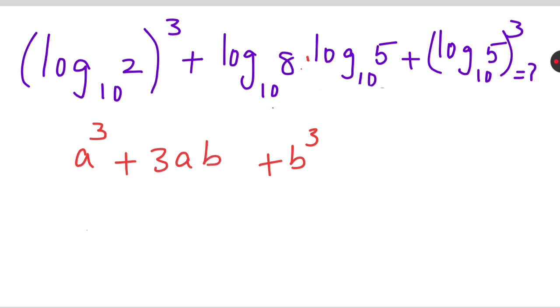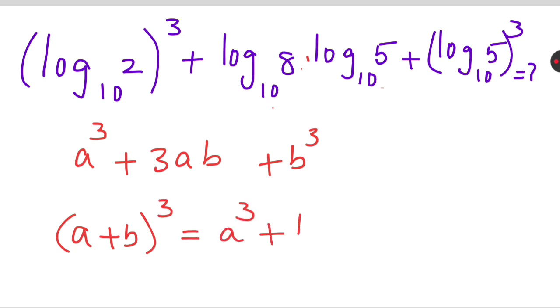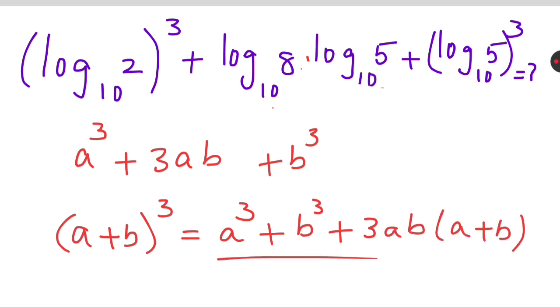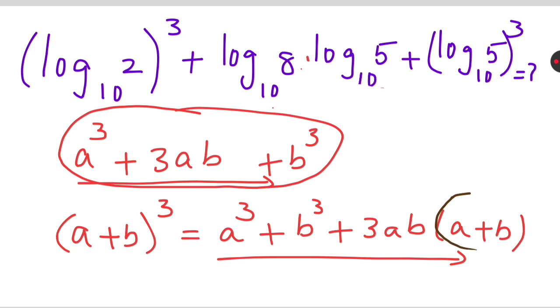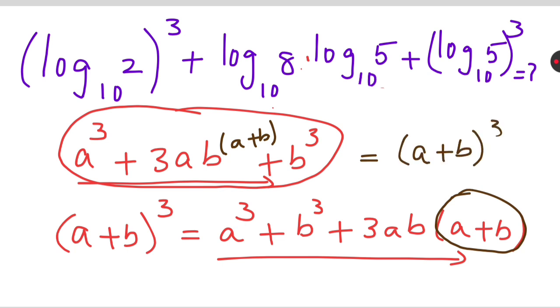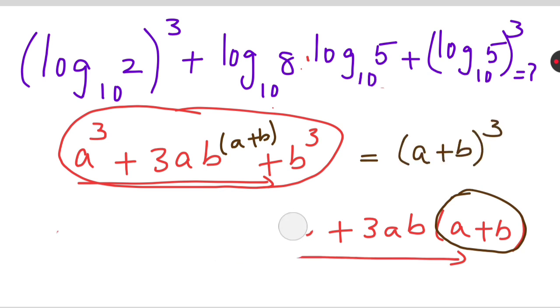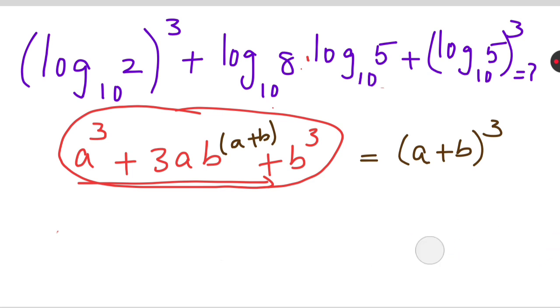Now let's recall the (a plus b) whole raised to power of 3 formula. The formula is a raised to power of 3 plus b raised to power of 3 plus 3ab times (a plus b). Now observe this formula and this expression. We are missing only this a plus b part. If we have a plus b here, the whole expression we can write as (a plus b) whole cube, isn't it? So what we're missing is only a plus b. Let's find a plus b.